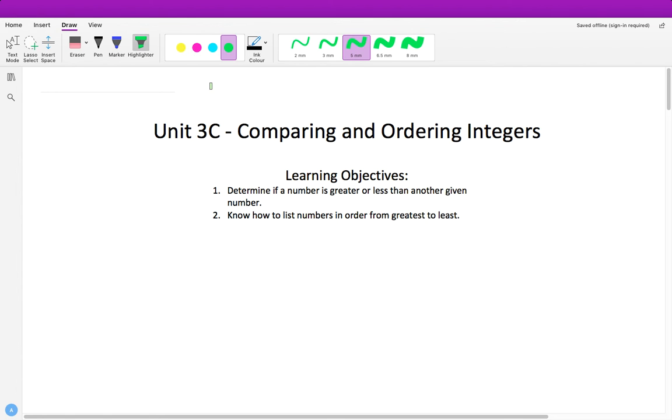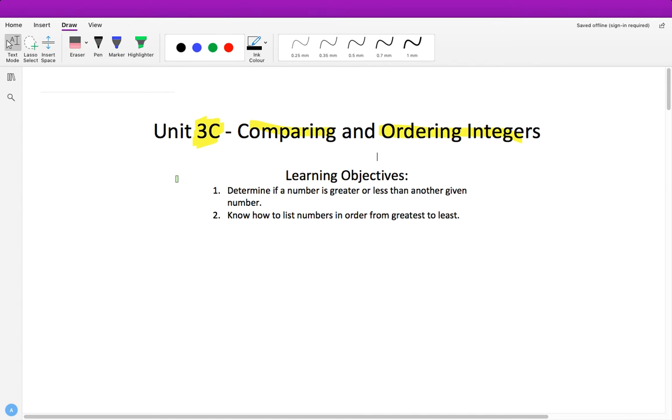Now we're going to move on to our second video in flipping our classroom. It's going to be called Unit 3C because we did the one unit in class, and we're going to be comparing and ordering integers.